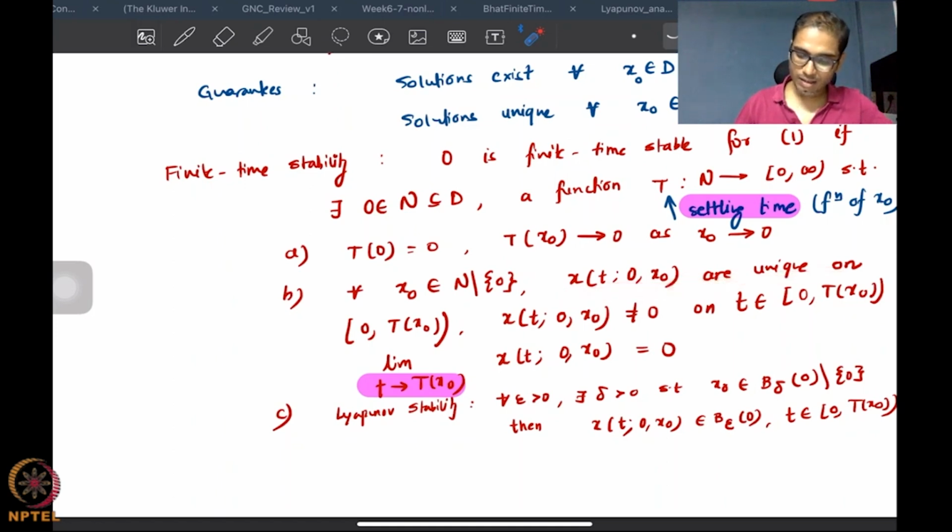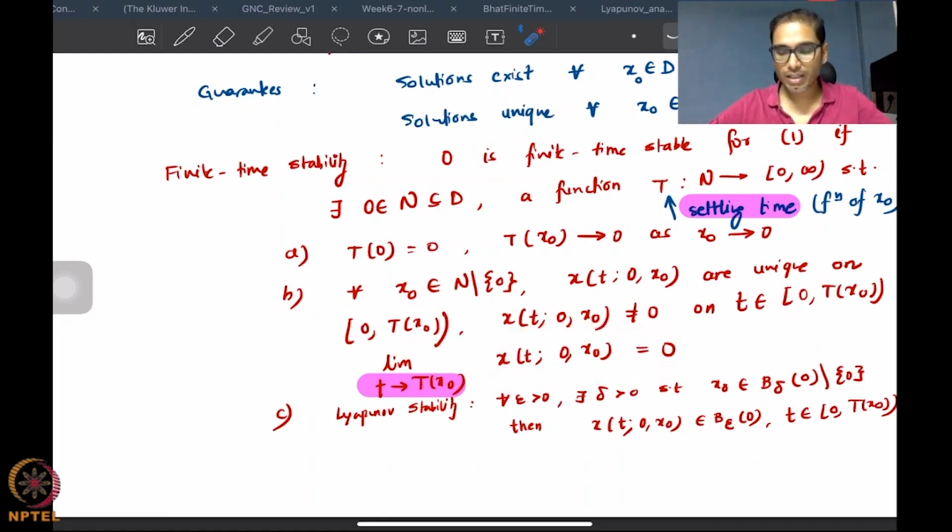unique solutions, which depend on initial conditions on this time interval, which is closed on the left and open on the right. So it is from 0 to T(x0), and it is important to note that the solutions are never 0 in this interval, but as time goes to this value, we don't say equal to again, because this is not part of the interval. So as time goes to this value T(x0), we say that x actually goes to 0.